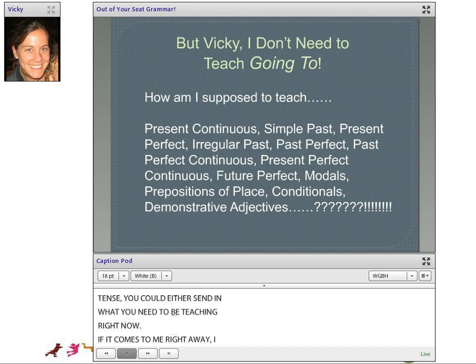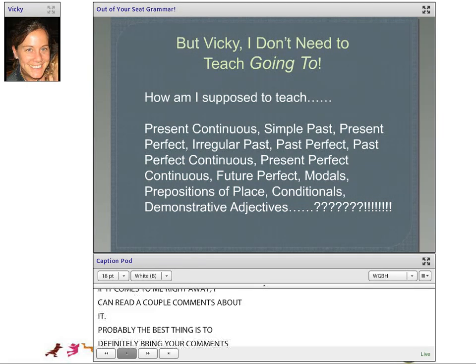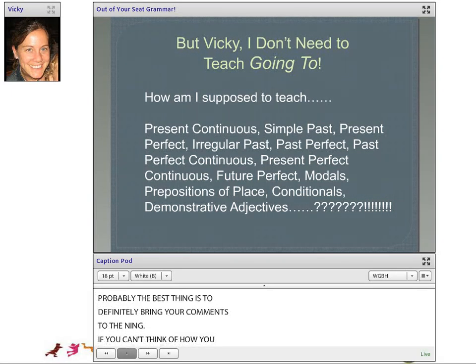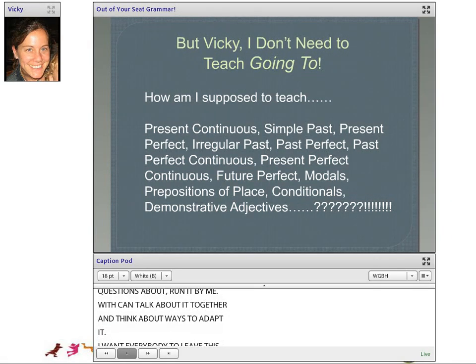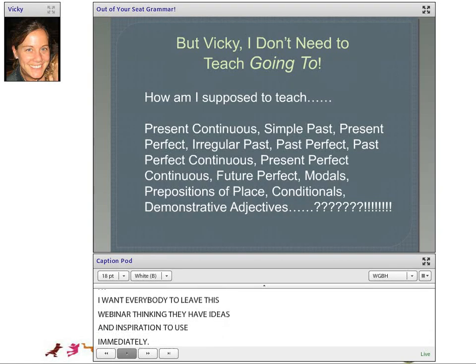definitely bring your comments to the Ning, and if you can't think of how you could modify something to fit what you're teaching tomorrow or the next day or whatever you have questions about, run it by me and we can talk about it together and think about ways to adapt what I've talked about today to make it work for you. I want everyone to leave this webinar thinking that they have information and ideas and inspiration that they can use immediately. So if you don't feel like you can yet, come to the Ning and we'll make sure that that happens.